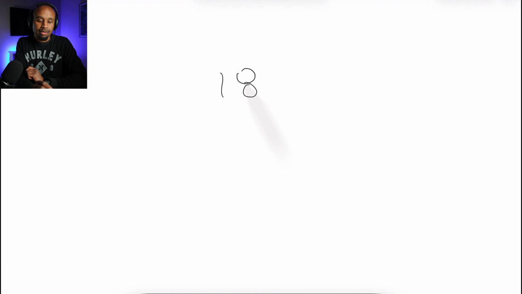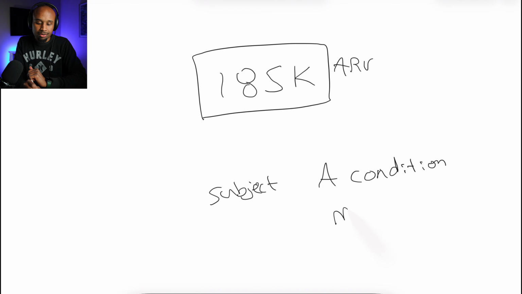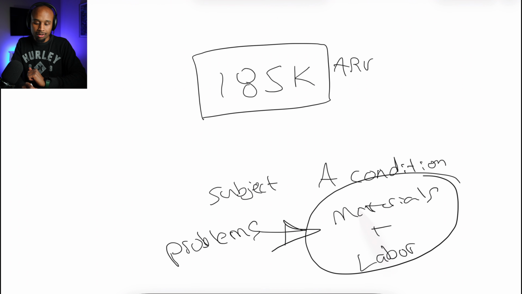Like for my house that I passed on, the 185, if I would have based it off of this, if I called this the true value, if I would have said this was the ARV, this assumes that I'm going to get this house, my subject property, into a condition. And what does that take? That takes materials and labor. And this is where the problems arise, when you make that decision to do this.